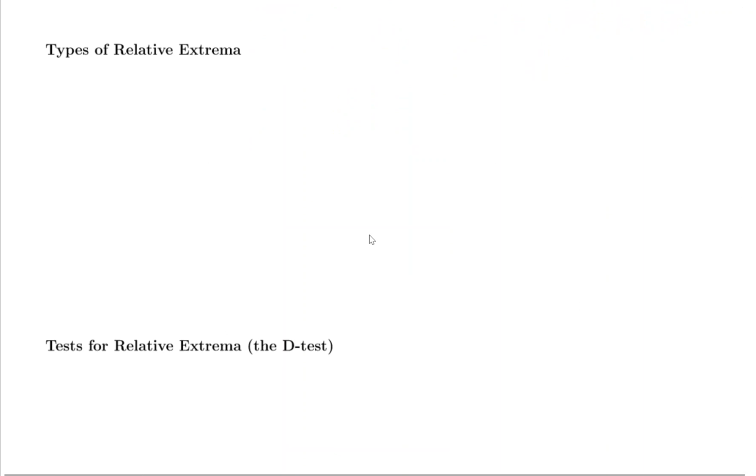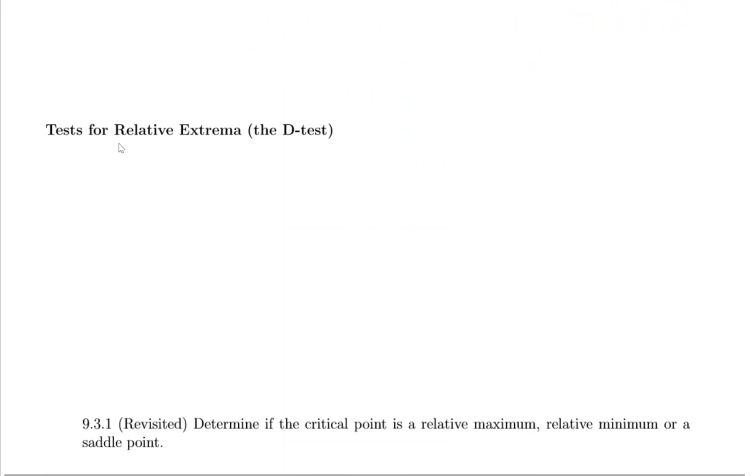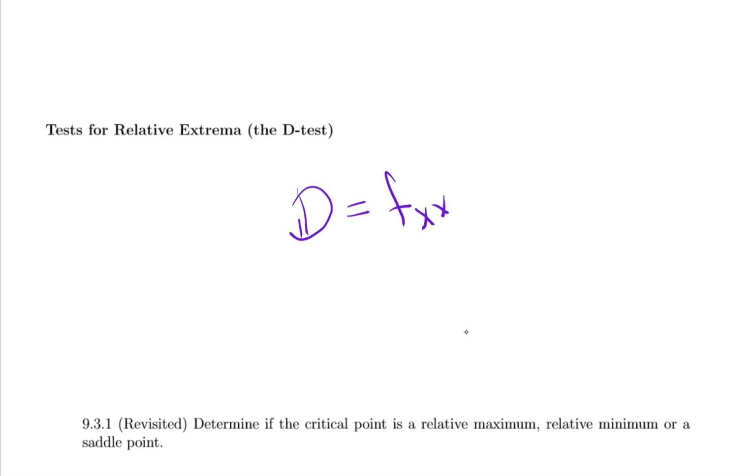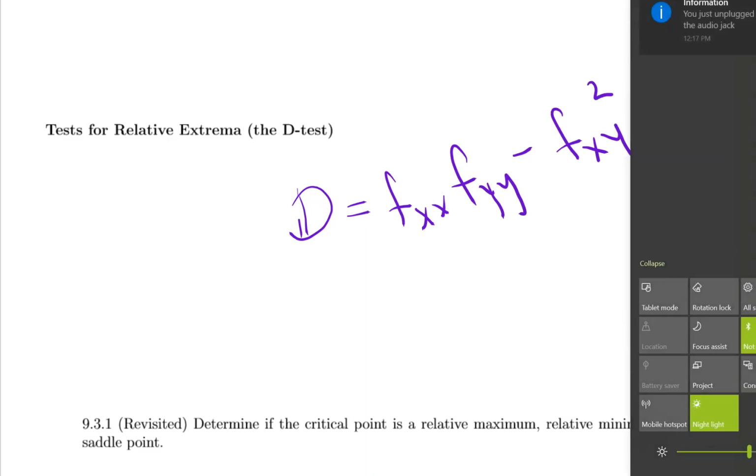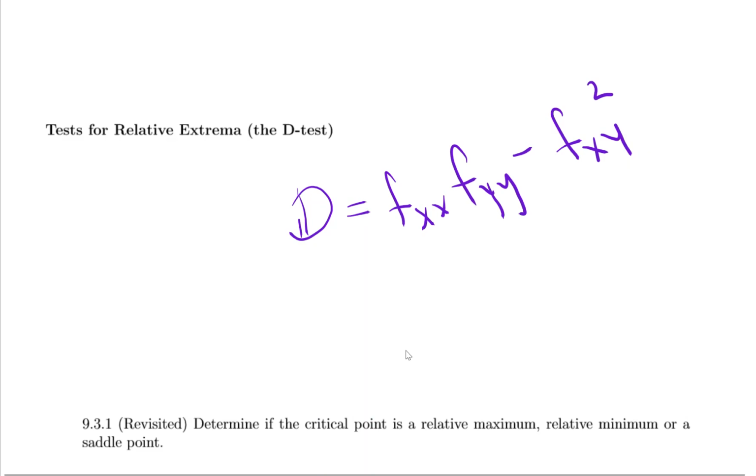Oh, and then we had talked about the types of relative extrema. Is it going to be a maximum? Is it going to be a minimum? Or could it be a saddle? And then we had talked about the test to do the relative extrema, which was basically, hey, if D, which was fxx at that point times fyy at that point, minus the cross value squared, turned out to be positive, then we know we're going to have either a max or a min. And if it was negative, we had a saddle point, and if it was zero, we knew nothing. So we had decided those were our three scenarios.